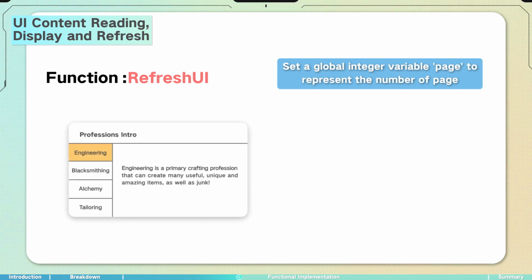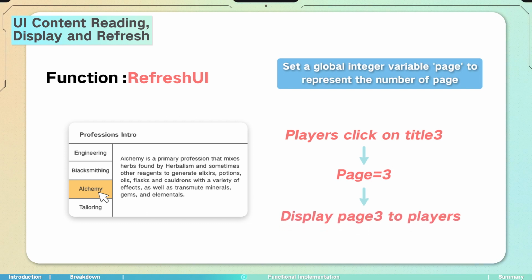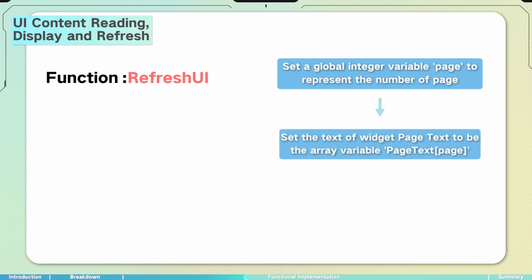For example, when players click on title 3, the variable page should be equal to 3, and we should display page 3 to players. Then, we set the text of widget page text to be the array variable page text, and the index is the variable page we just created.